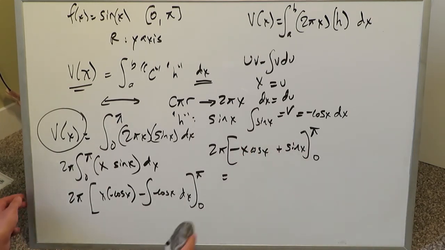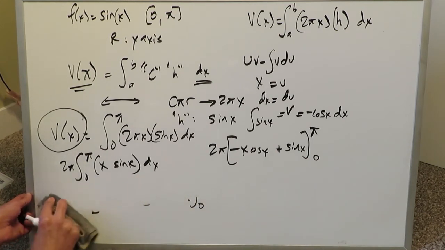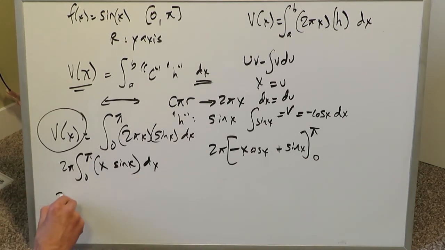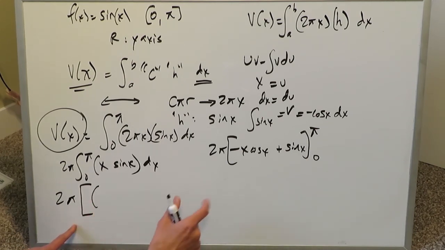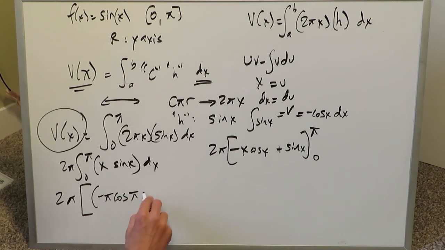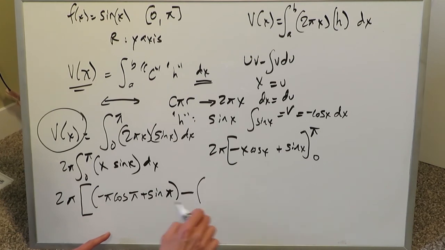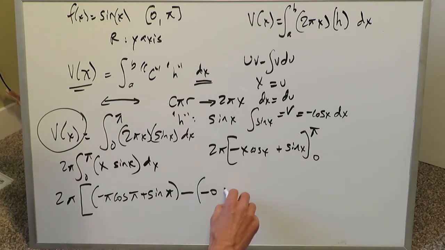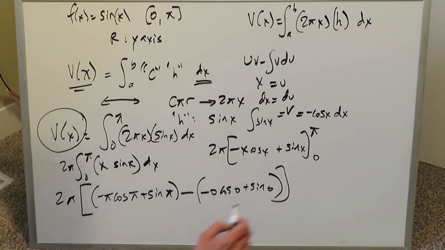What we can do over here is create a good space and run this through. Let's do a 2 pi here and then create a large parentheses. Then let's create a smaller parentheses for the pi component. We'll have a minus pi cosine pi plus sine pi. This is my pi feeding into the x values. Now you do the difference, the upper limit values and now the lower limit values. You'll have a minus 0 because we have a 0 coming in place of x times a cosine of 0 plus a sine of 0. And we close this off.